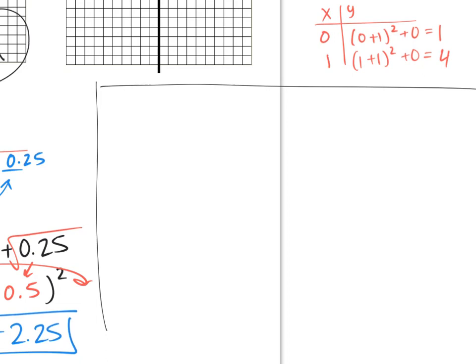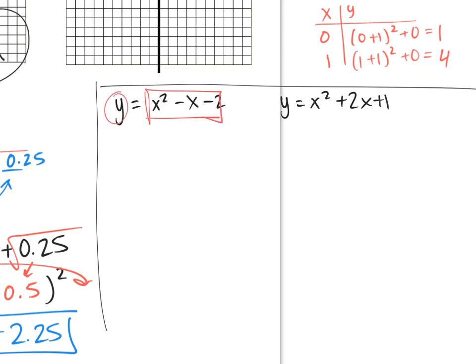I have the equation y equals x squared minus x minus 2, and the other equation y equals x squared plus 2x plus 1. Since I know what y equals, I'm going to plug in what y equals into the other equation. In other words, instead of writing y, I'm writing what y equals. X squared minus x minus 2. So that equals x squared plus 2x plus 1. Another way to think about it is y equals this and y equals this, so they must equal each other, okay?